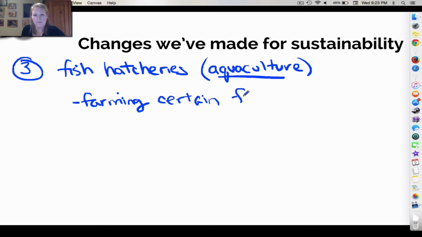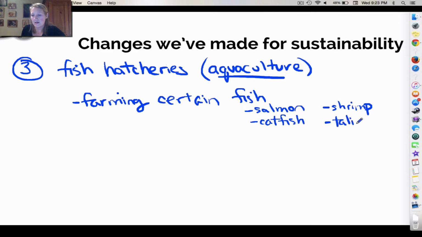Some examples would be salmon. So at the grocery store, you can get wild salmon or you can get farm salmon. So that's an option. Catfish is another popular one. We also do shrimp. I did not know this. This is something that I recently learned. And then tilapia. I think I'm spelling this wrong.